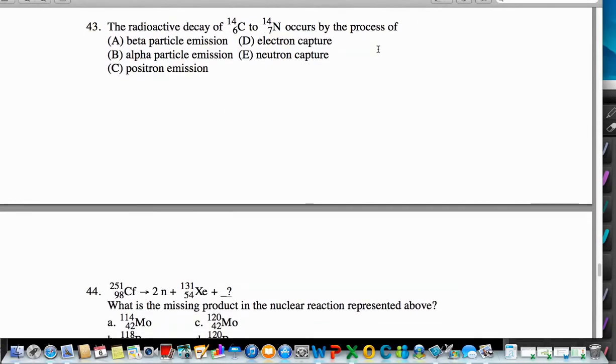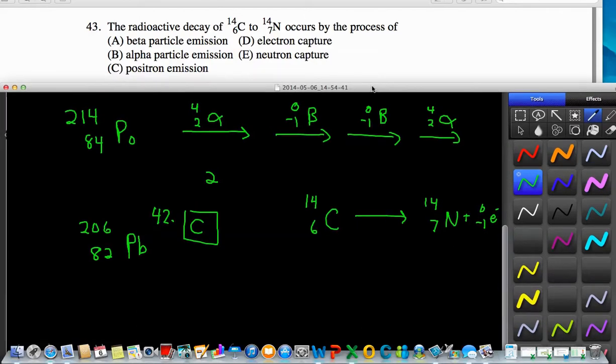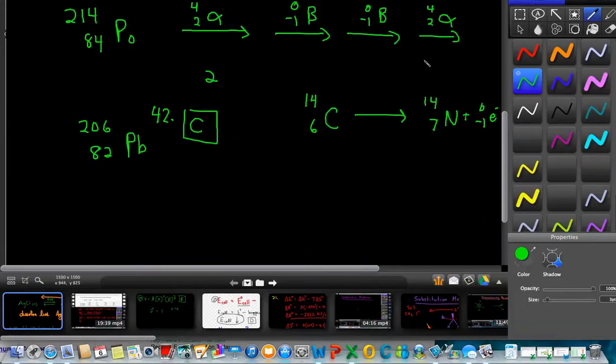Radioactive decay. If I go from carbon 14 to nitrogen 14, we actually talked about this in the review today. This is beta particle emission, so that all of the numbers balance. 7 minus 1 is 6. So you are releasing a beta particle or an electron. So the best answer is going to be A, beta particle emission.